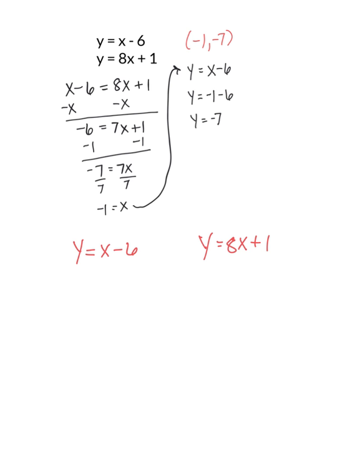So I've rewritten both of the equations. I'm now going to substitute the solution that we came up with, the negative 1, negative 7, for the x and the y. So this means that instead of y we have negative 7, instead of x I have negative 1. And let's solve. Negative 1 minus 6 is negative 7. We have our true statement.